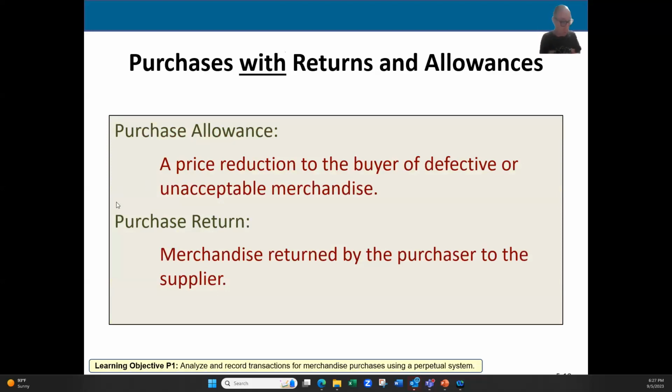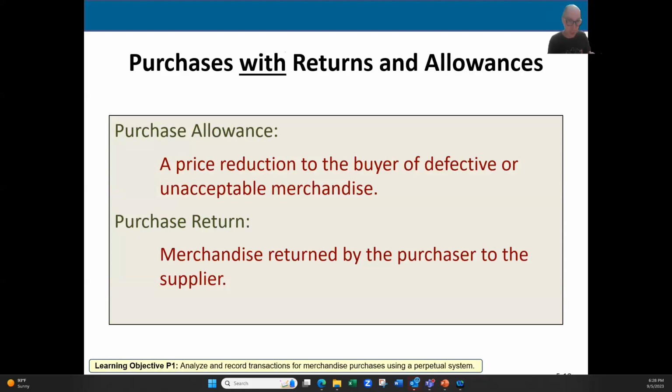Now, this part can be a little confusing, and this is called purchases allowances and returns. Allowances and returns, this happens. Actually, this happened to me recently. I'm working on a project right now, and some of the stuff that I ordered for this project was defective, so I had to send it back. I was like, well, I can't use it. It's broken when I got it, so I'm going to send it back.